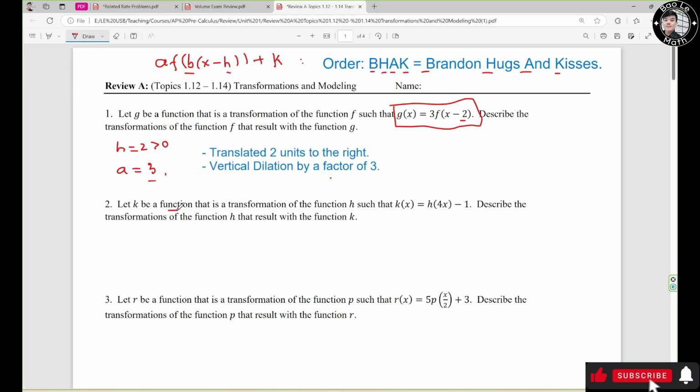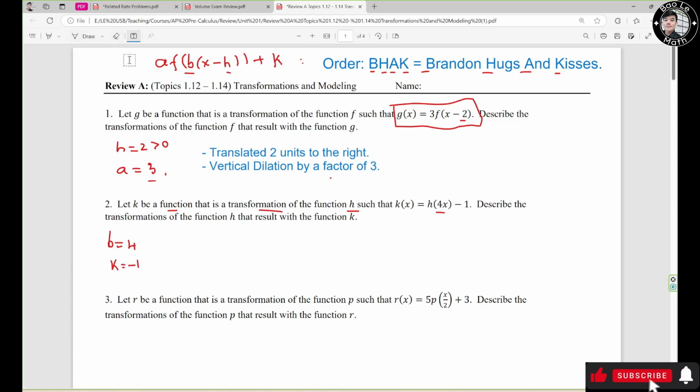Let k be a function that is a transformation of the function h such that k of s equals h of 4s minus 1. Describe the transformation. Alright, so we see that b equals 4, right? And k equals negative 1, right? So there is a horizontal dilation by a factor of 1/4, right? And a vertical translation down 1 unit, right?